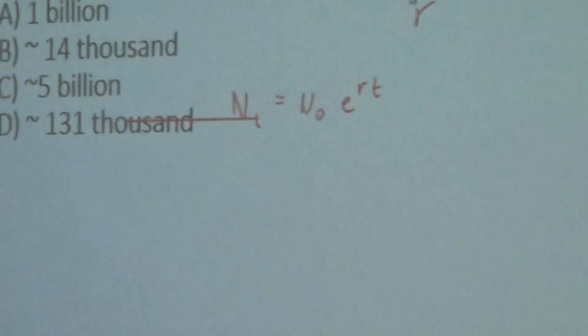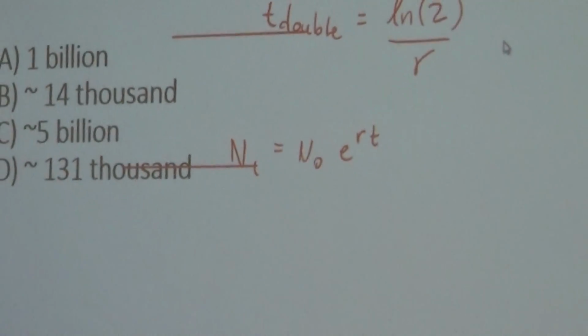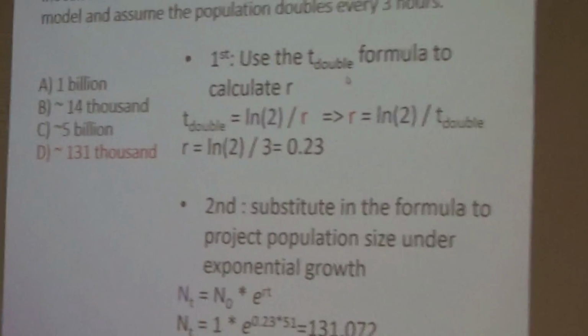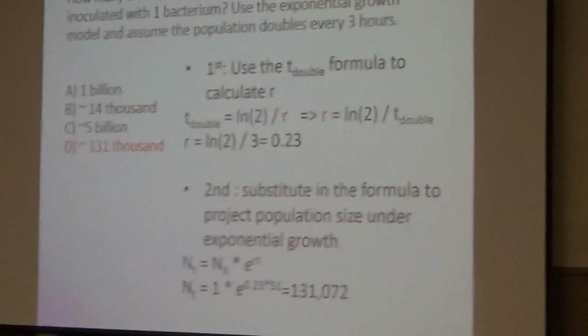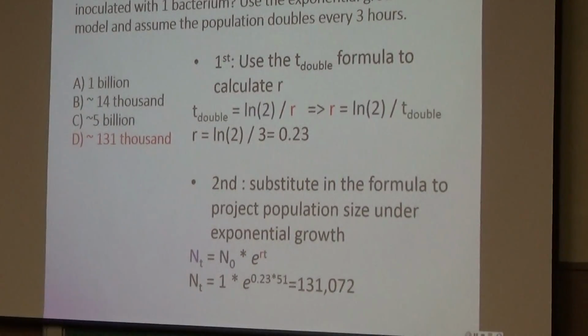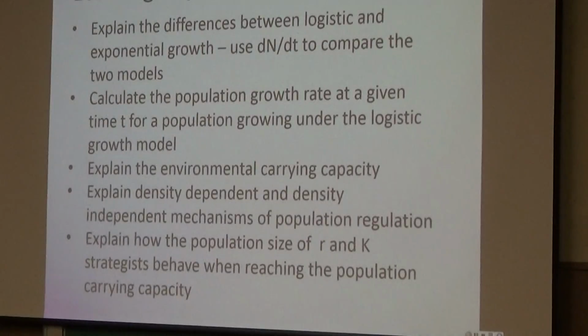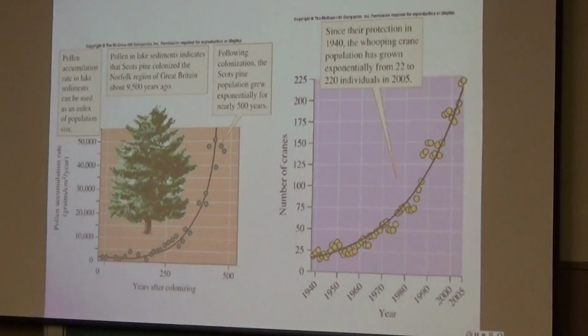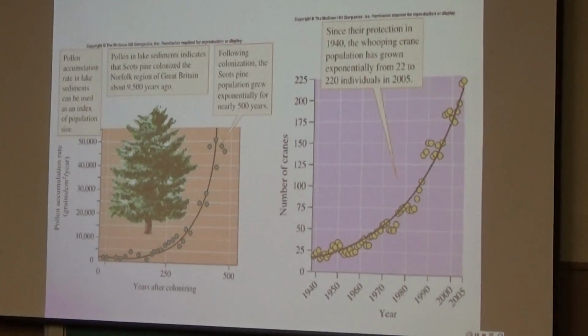So most of you got this right. I didn't give you R, but I gave you the time it takes to double population size. So you should use the T double formula to find R, and then apply R to the formula to predict population size under exponential growth. Okay. So for today, we're going to continue talking about population growth.